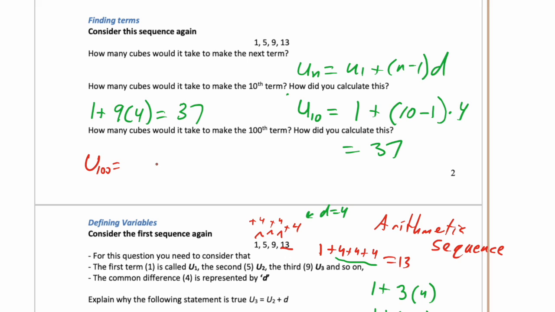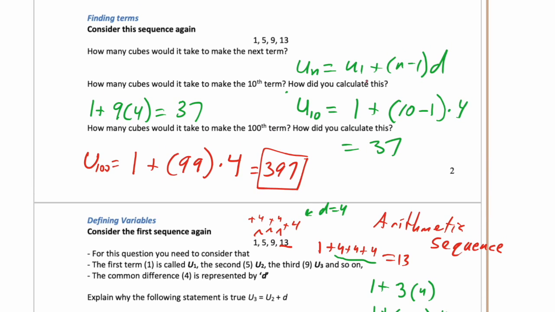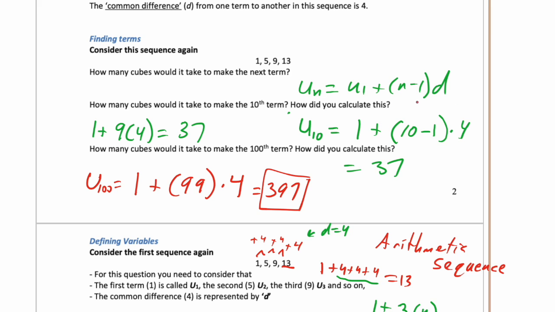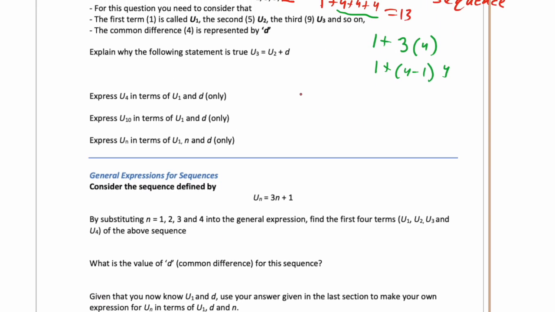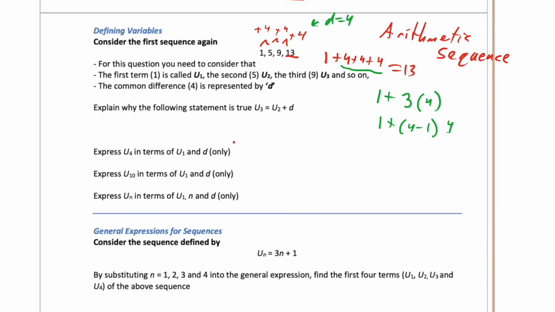So you can do the same thing here. u_100 equals the first term plus n minus 1, which is 99, times 4. And 4 times 99 is like 400 minus 4, so it's 396, plus 1 is 397. That is how the formula works. Sometimes we might be given another piece of information. You might have to solve for u_1 or n or d or something like that.